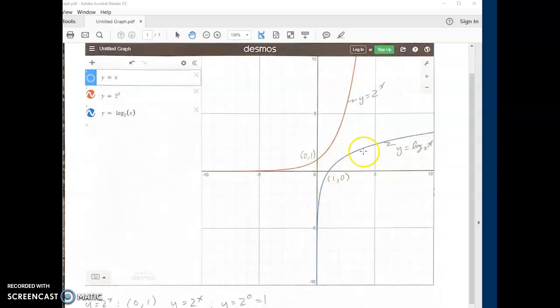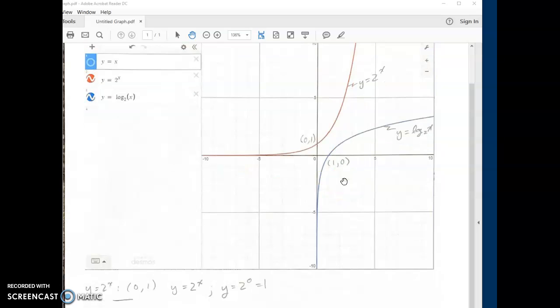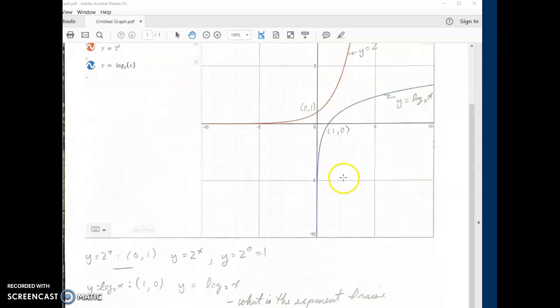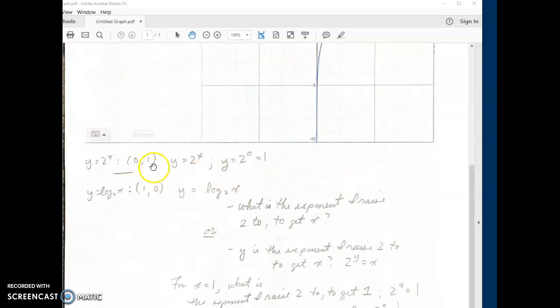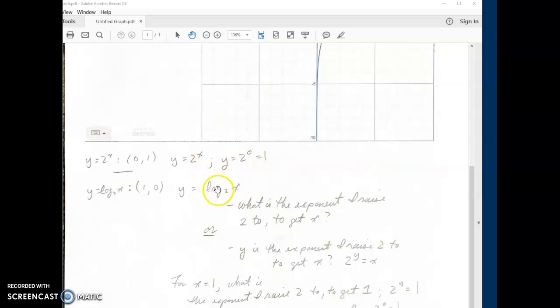And then this one is the logarithmic graph, okay? And that goes through the point 1, 0. And why does it go through that point for any base? I tried to explain that a little bit. There's the first one, 0, 1. So this is how I think about this. What is the exponent I raise the base to get x, all right? And so this whole thing is actually an exponent. Y means the exponent, right? Y is the exponent I raise 2 to get x, all right?